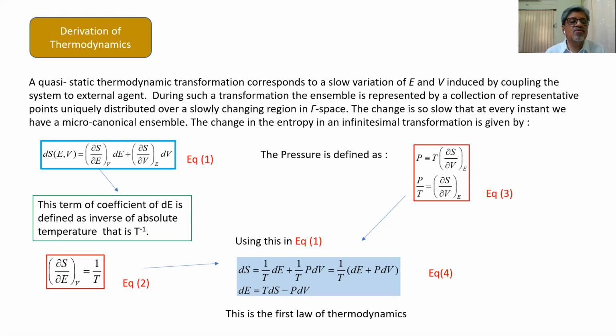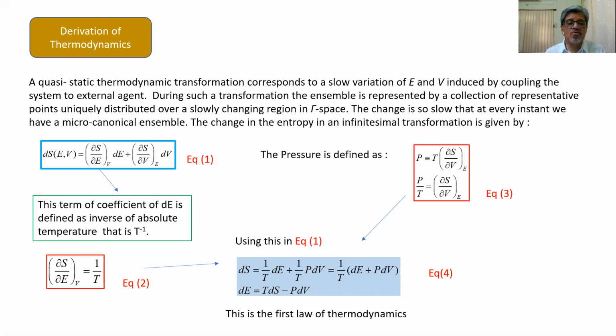So dS, an entropy function of E and V, is (del S by del E at constant V) dE plus (del S by del V at constant E) dV. And this is equation number one. In this equation, the coefficient of dE is defined as the inverse of absolute temperature, that is 1/T. The pressure is defined as P equivalent to T del S by del V at constant energy E. So we can rewrite it: P divided by T is equal to del S by del V at constant energy.